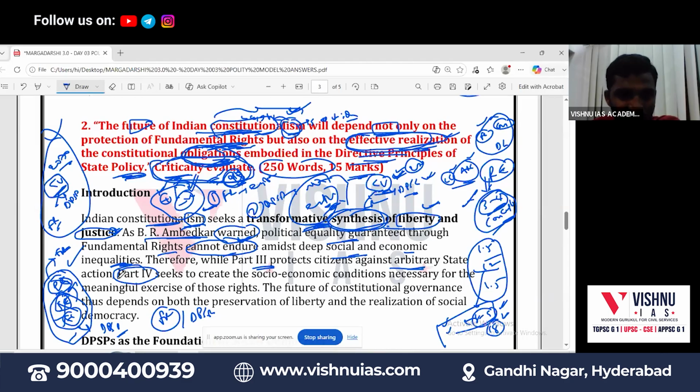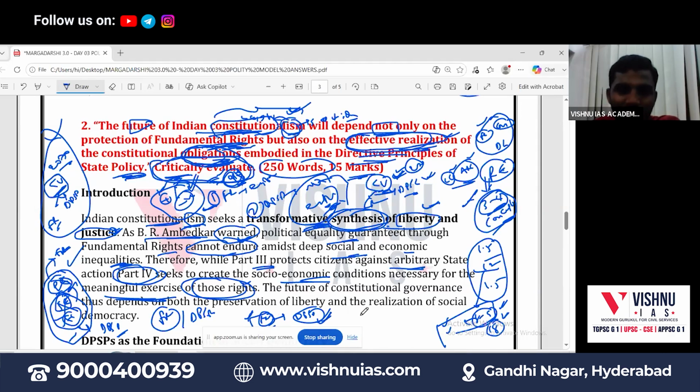But Part 4, that is DPSPs, what do they do? They create socio-economic conditions which are necessary for meaningful exercise of those rights. So fundamental rights we have, but to exercise them, what do we need? DPSP implementation. So unless you have DPSP implementation, you cannot exercise fundamental rights clearly.